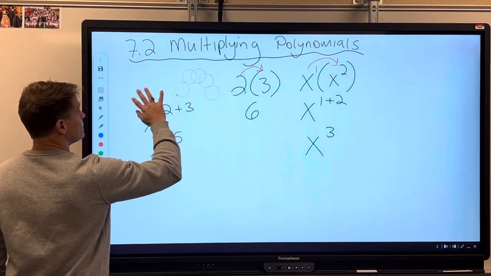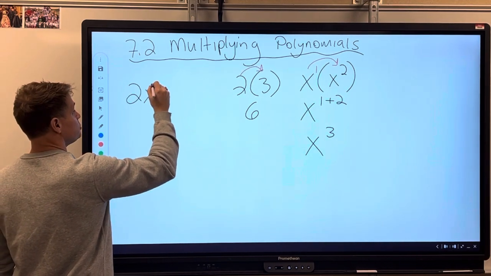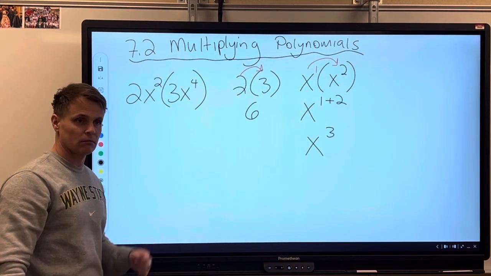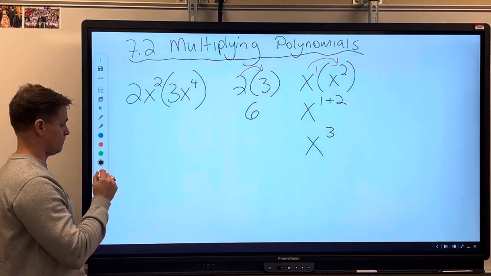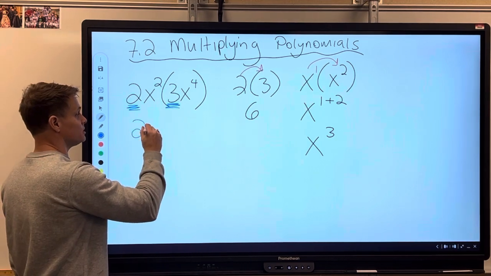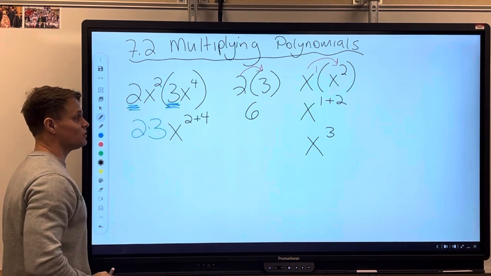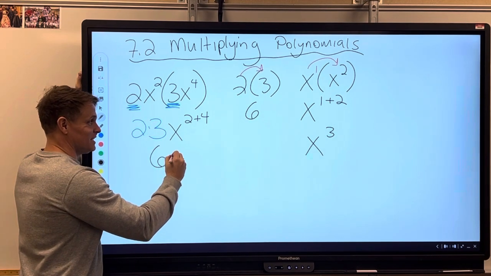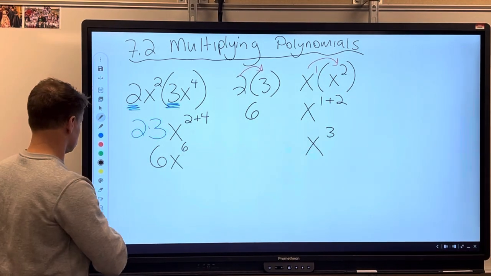Let's say if I had something like this: 2x squared times 3x to the fourth. Now what would I do? You have to multiply 2 and 3. What are 2 and 3 called? Coefficients. Very good. And then we add the exponents. So what's the final answer? It's 6x to the power of 6.